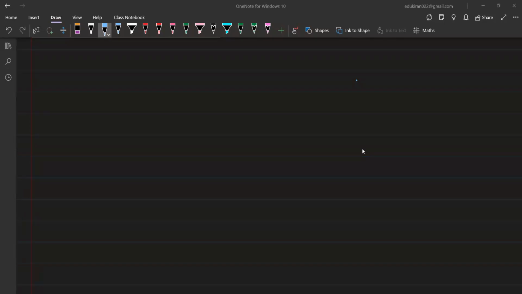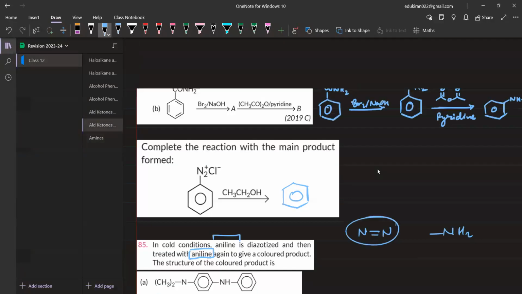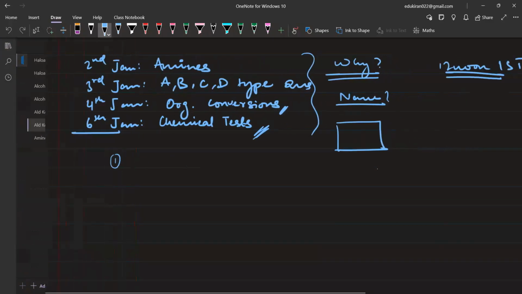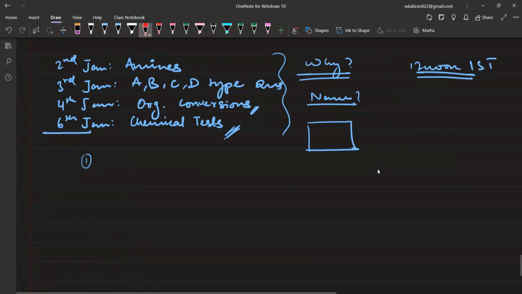ठीक है. लेट मी आल्सो, आई विल पुट अप अ पोल इन द ग्रुप. ठीक है. सो दिस आई विल कंटिन्यू दिस क्लास. बाकी जो बच्चे एटलीस्ट टिल सैटरडे आई विल कंटिन्यू बिकॉज सैटरडे तक का ही हम लोग के पास शेड्यूल है. 2nd Jan, Amines, we are done. Tomorrow we'll be doing the ABCD type of questions. 4th January ko we will be doing organic conversions, and 6th January ko we will be doing all the chemical tests, है ना?